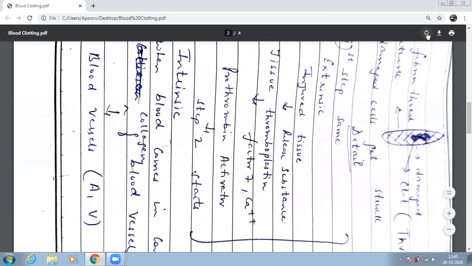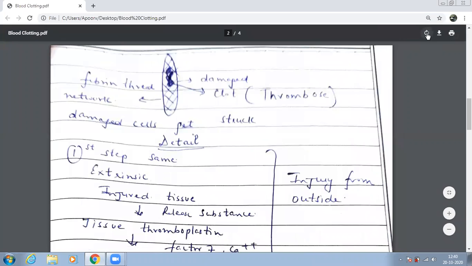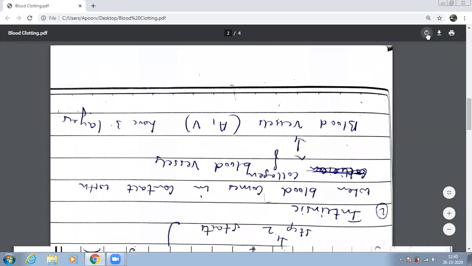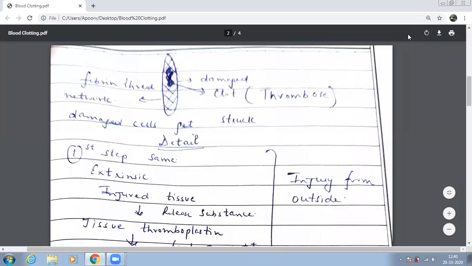I just tried to show with the help of a rough diagram how it's going to help you. See, beta, this is what happens. This is your damaged cell, this big structure which I've drawn. These are your fibrin threads. Can you see this network which is made over here? This mesh kind of a structure.